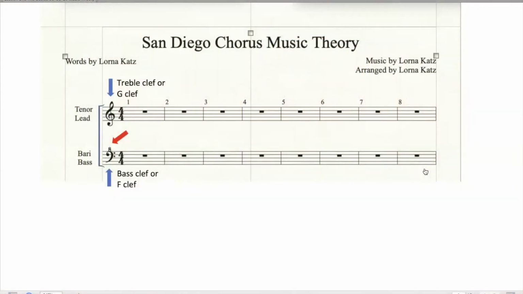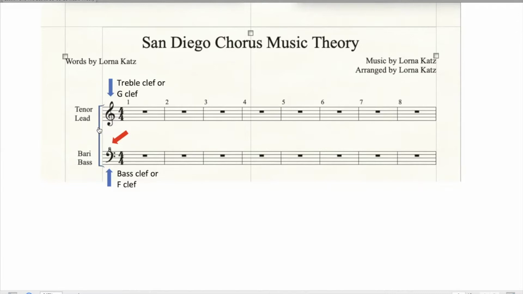The music staff is comprised of 5 lines and 4 spaces. Each line and space have a designated note name based on the clef being used for that staff. In choral and barbershop music, there are 2 staves, the treble clef staff and the bass clef staff.